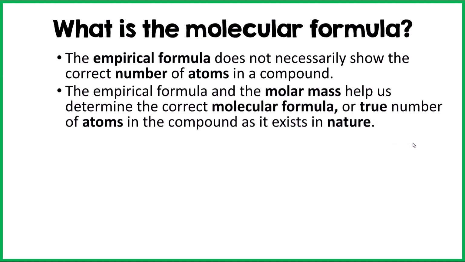The empirical formula and the molar mass help us determine the correct molecular formula, or true number of atoms in the compound as it exists in nature. So the empirical formula is a ratio, our smallest ratio, and the molecular formula is the actual number of atoms that you would find based on that ratio.